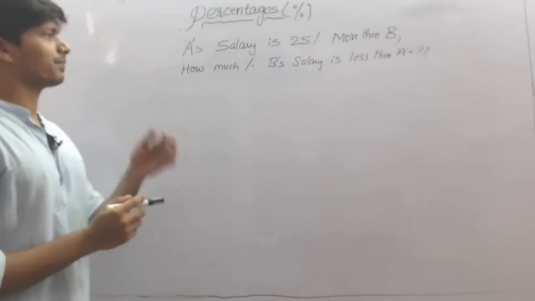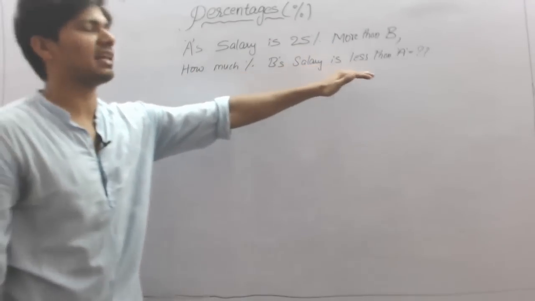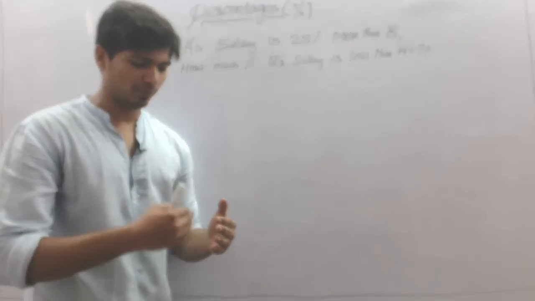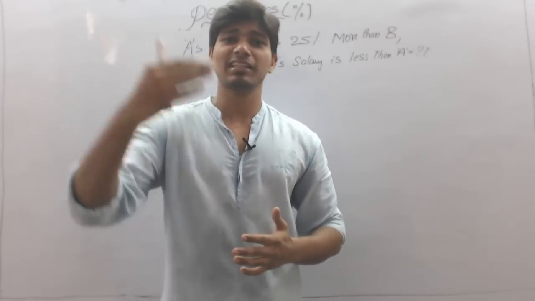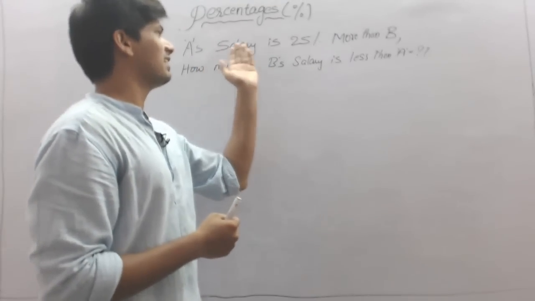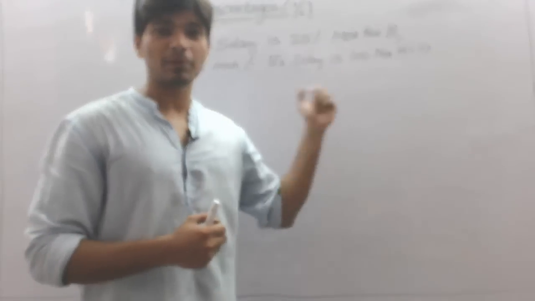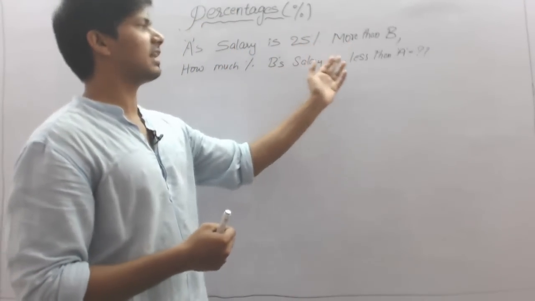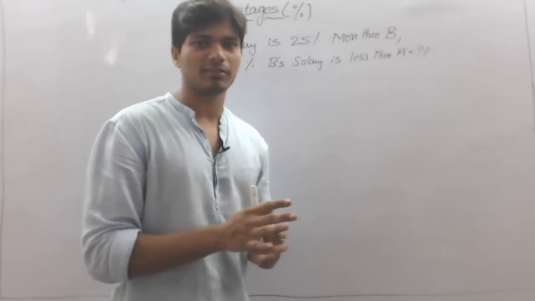How do you solve this question? If A's salary is 25% more than B, then how much percent B's salary is less than A? So people get confused. They think that if the distance from point A to B is 50 kilometers, then the distance from point B to A is also 50 kilometers. So in the same way, if A's salary is 25% more than B, then B's salary is obviously 25% less than A. So people get confused, but that is not the actual way. This problem can be solved in more number of ways. Let's check the first conventional way.